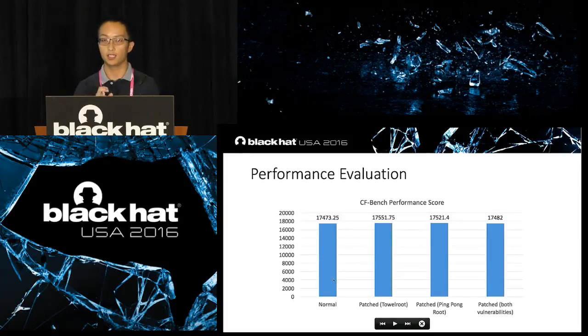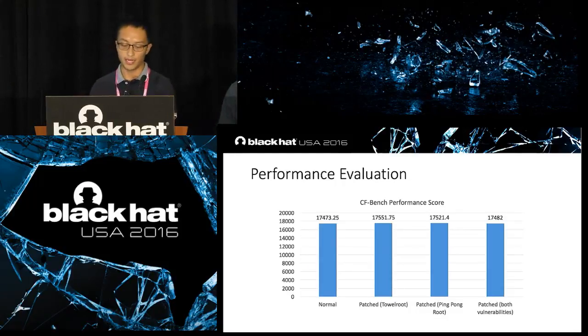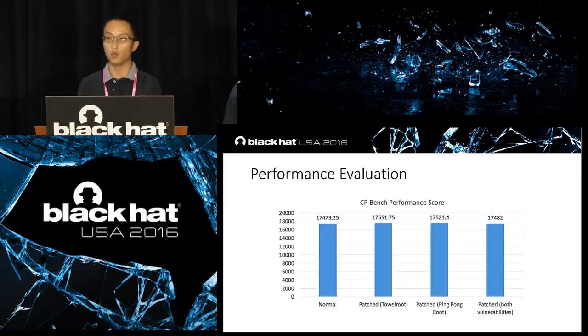But how fast is it? As for the normal execution, we tested performance by CF bench. You can see that the leftmost bar is the base. It's a normal condition where no patch is loaded. And the right three bars are situations where we patch the tower root, patch the ping pong root, and patch both vulnerabilities. You can see that the performance is not impacted at all.